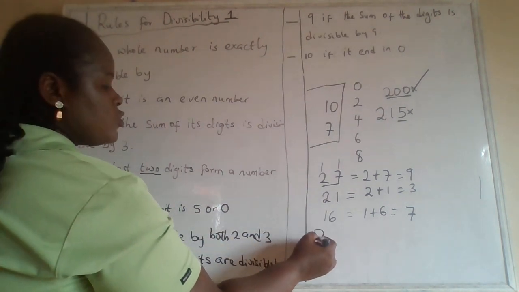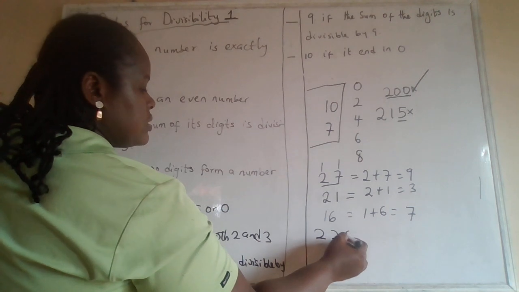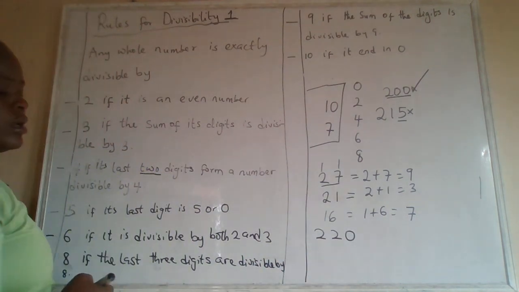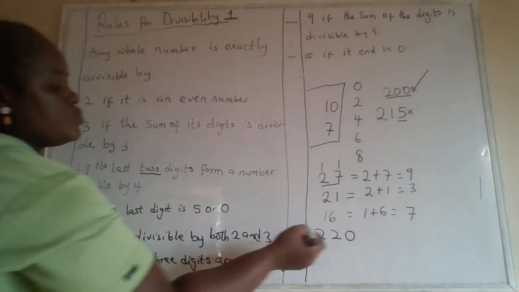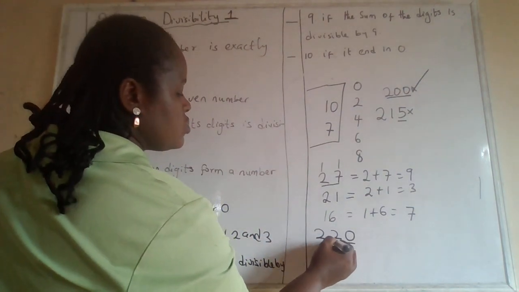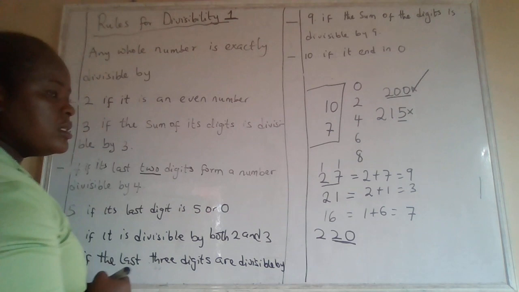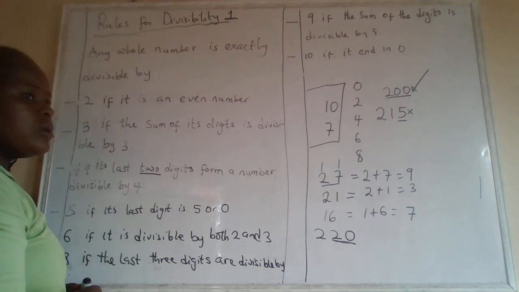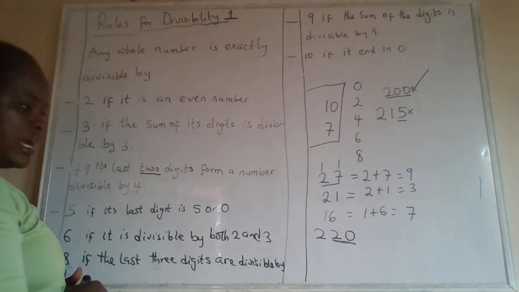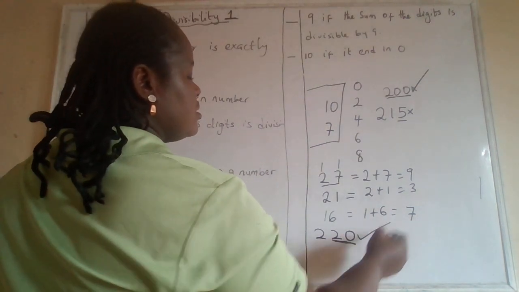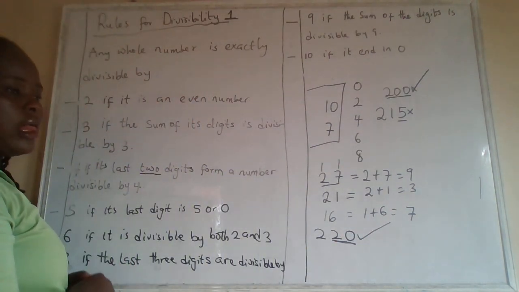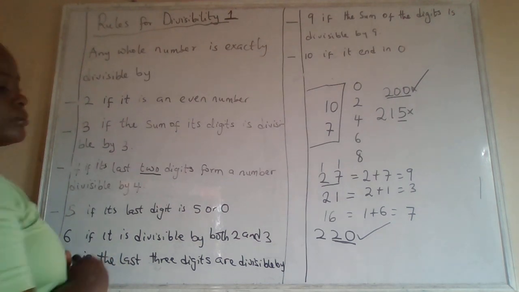Now let's see. If I have 220 and I want to check if it is divisible by 4, I am going to be looking at these two last digits, 2 and 0. 20. Can 4 divide 20 without a remainder? Yes, 4 can divide 20 without a remainder. Automatically, this number is divisible by 4.